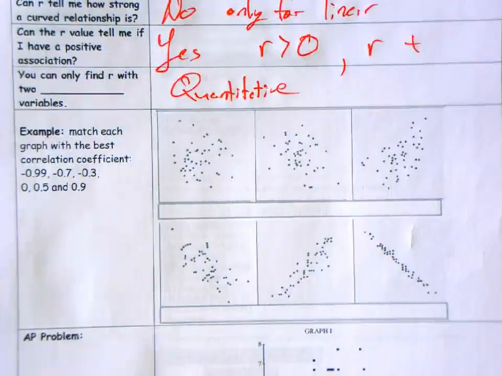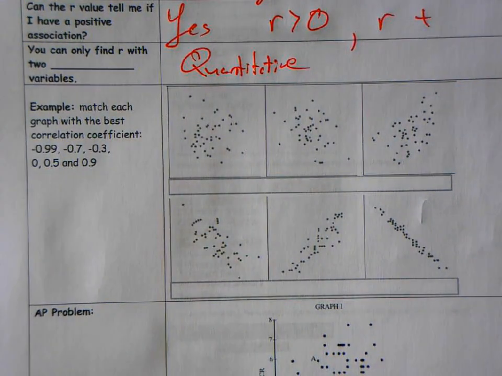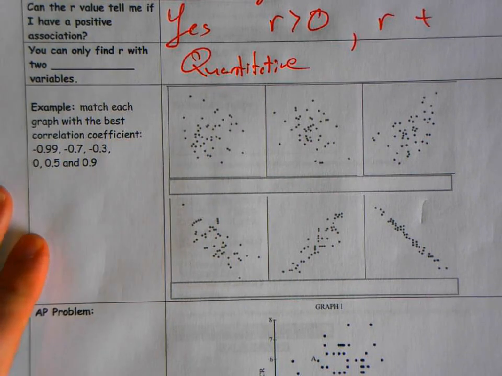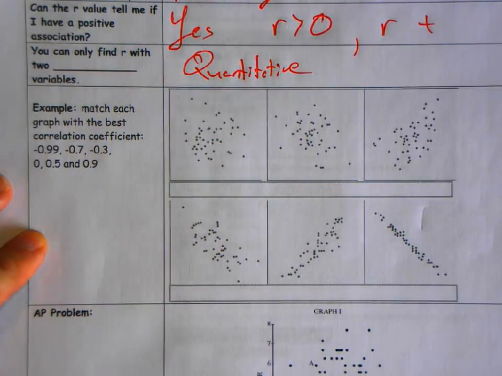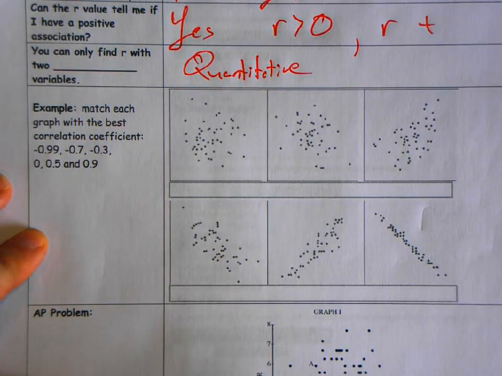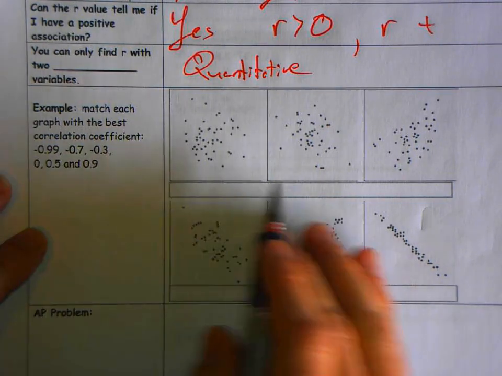Take a moment then. You have R's on the next page. Take a moment to try and match up these R's with these scatter plots. Pause it. Put those 6 numbers on the page. Ooh, computer froze for me there for a second. Put those on there real quick.